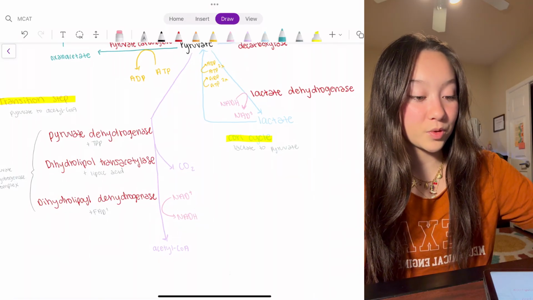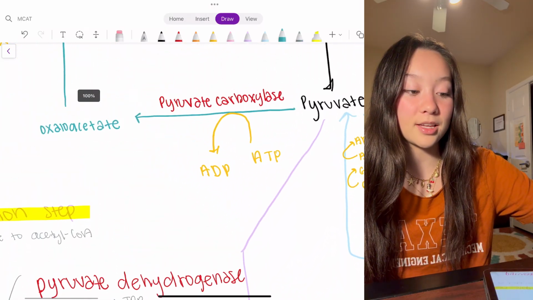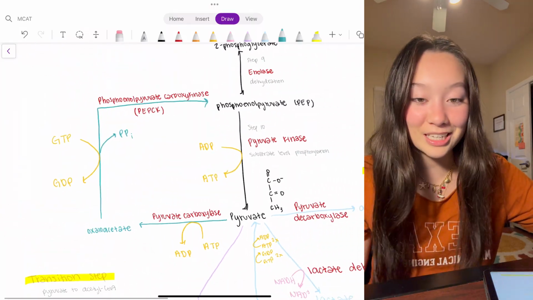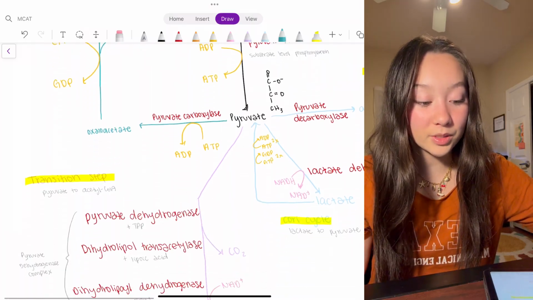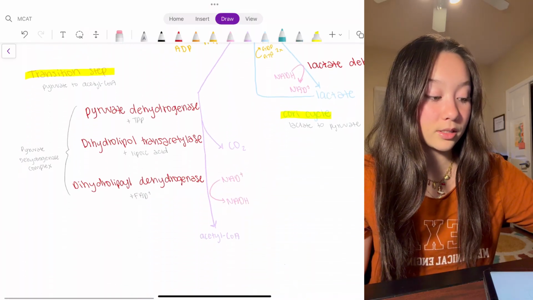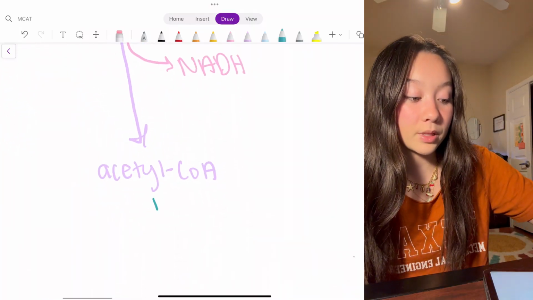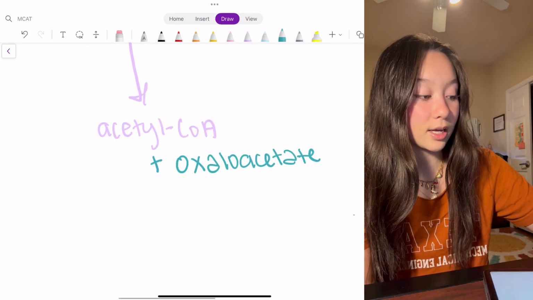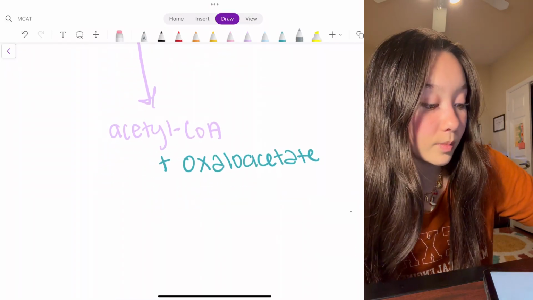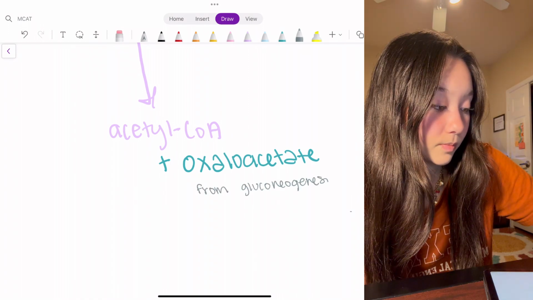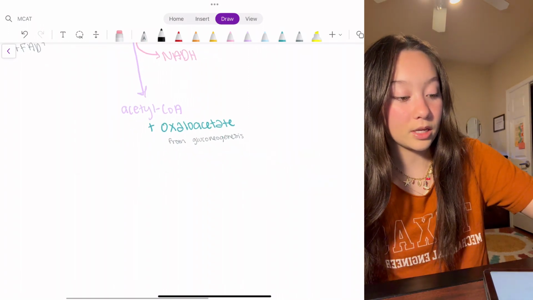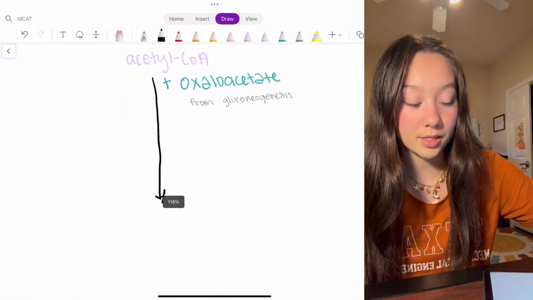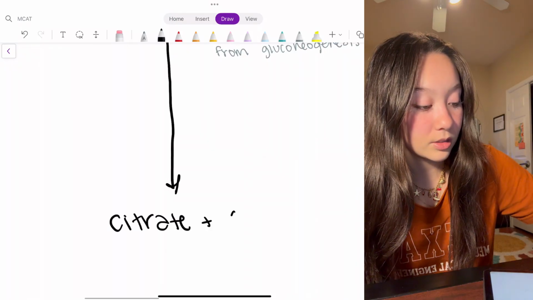Now, if you remember, this oxaloacetate from gluconeogenesis seemed kind of random because it was the only one with an intermediate step to go back up. But now it's going to start to make a little bit more sense because you need acetyl-CoA plus oxaloacetate for the first step of the Krebs cycle. And I'm just going to make a note here that this is from gluconeogenesis. So the first step is taking these two and turning it into citrate plus CoA-SH. So citrate and CoA-SH.